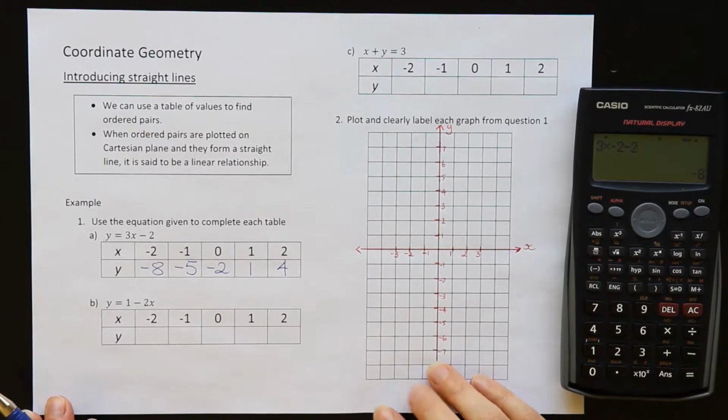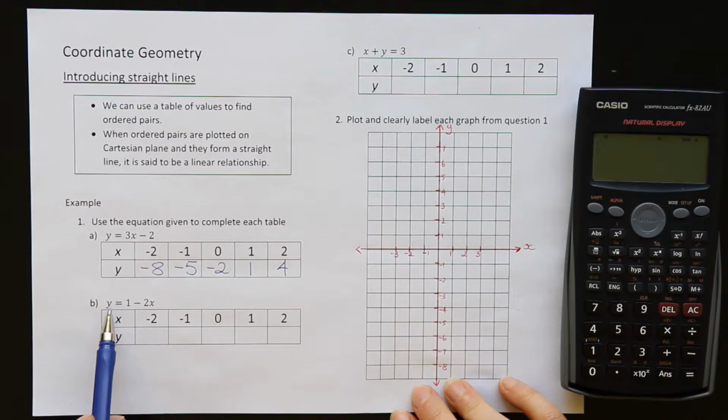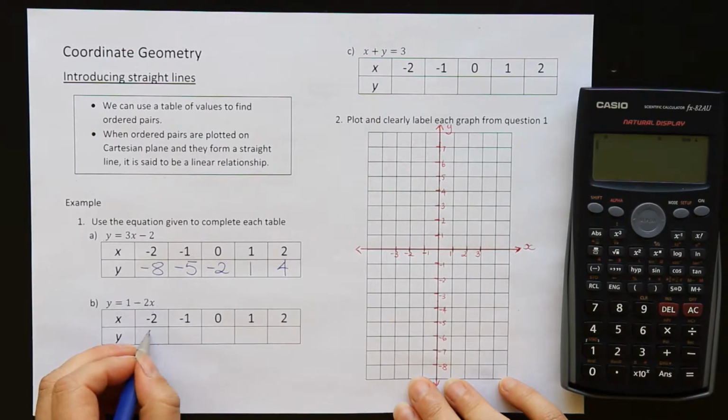Okay, let's have a look at b. We're going to be doing the same thing for b. We want to use this equation though this time. Y is equal to 1 minus 2x. So again, let's start with negative 2. That goes in here. So I have 1 minus 2 times negative 2. Now you know from order of operations, if you're doing this in your head, that you need to do the times first. So negative 2 times negative 2 will make a positive 4, and then I'll have to add on the plus 1 there. So that will make 5.